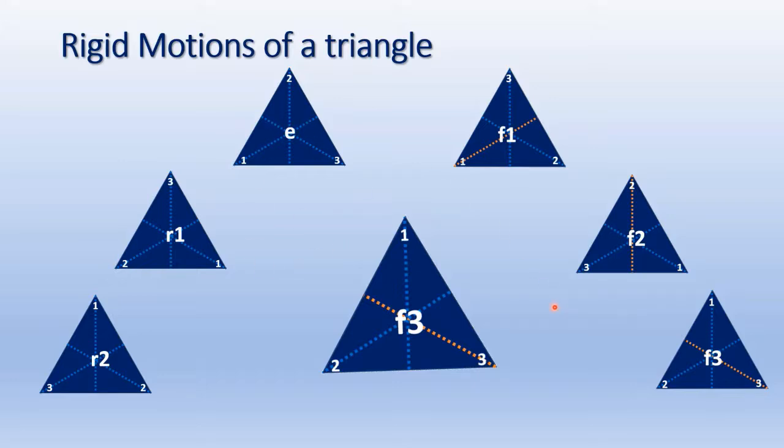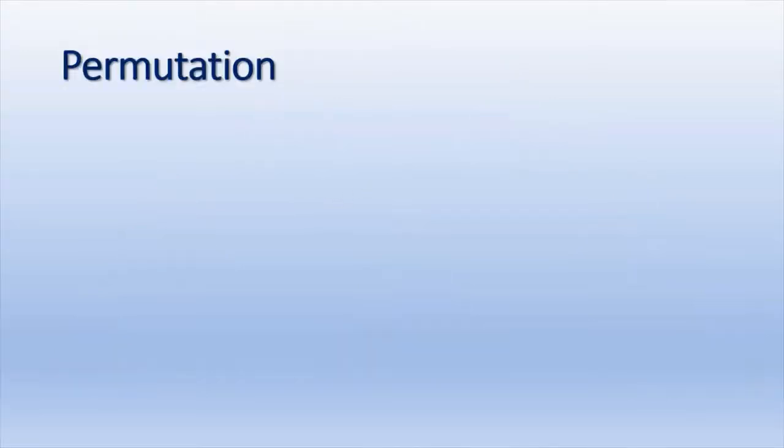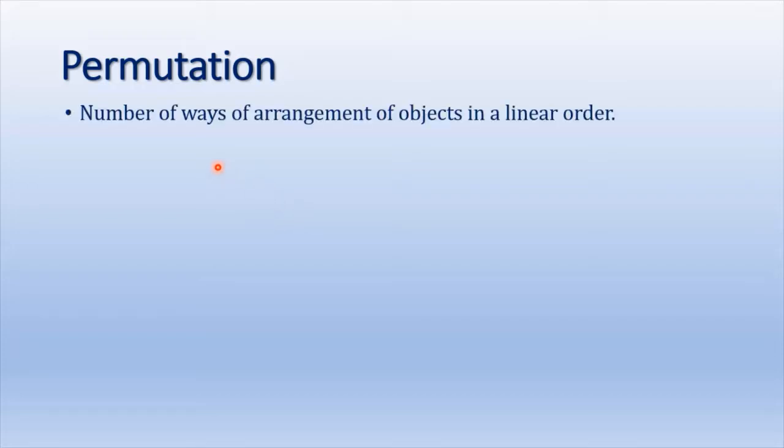Let us see how. This arrangement of finite numbers or finite objects in a linear way is called a permutation. That permutation is a function. Let us discuss in detail. Now, what is a permutation? Permutation is the number of ways of arrangement of objects in a linear order. You are having some n objects. In what ways can those n objects be rearranged? That number of ways we call a permutation.